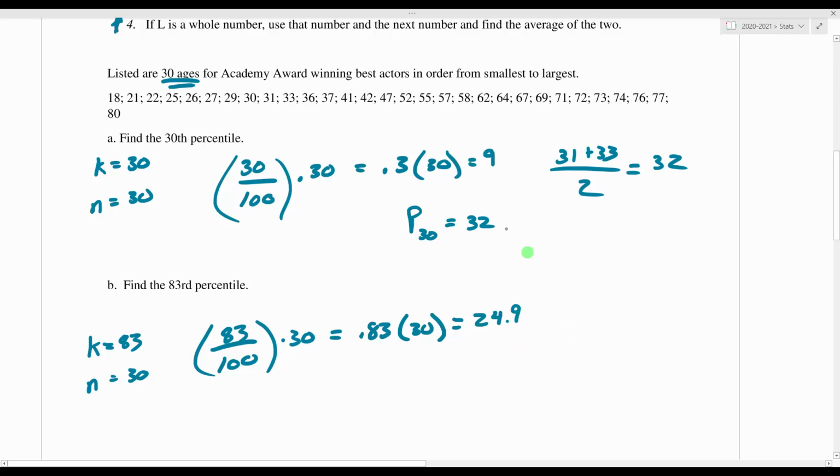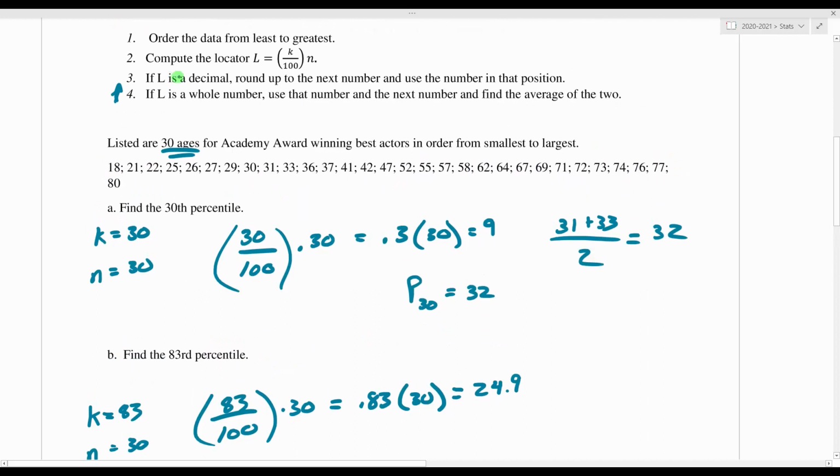Okay, so in this case, we got a decimal, so I'm going to go to option 3. It says if L is a decimal, round up to the next number. So we're always going to round up no matter what this is. If this was 0.01, we would round up anyways, okay? So we're going to round up to 25. So the 25th piece of data is going to be our 83rd percentile.